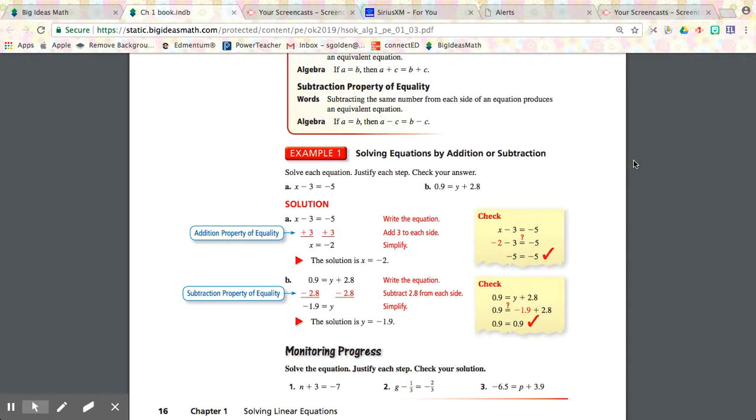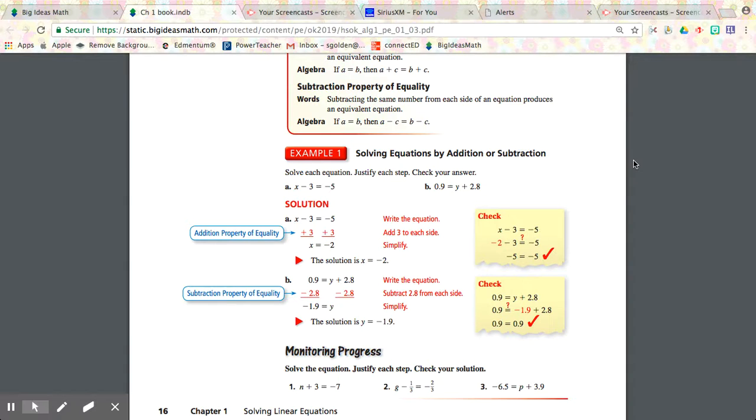Okay guys, today we're doing lesson 1.3, solving simple equations. The first example we're going to look at is solving equations by addition or subtraction. So what we do is we use inverse operations, which means the opposite of addition would be subtraction. So they do undo each other. Just like the opposite of multiplying is dividing.